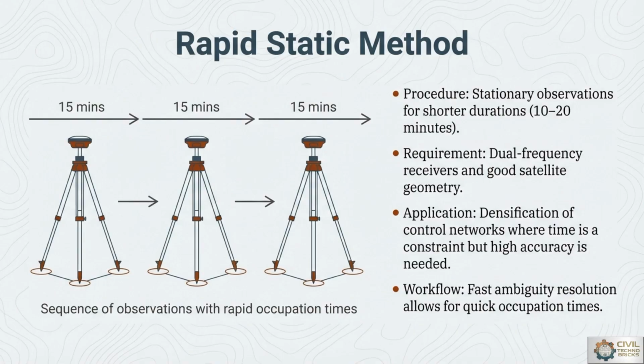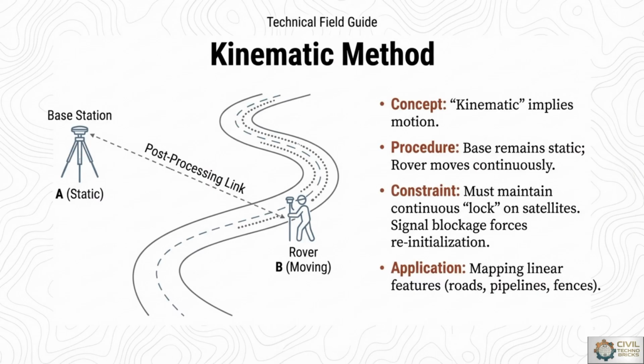The application for the rapid static method is the densification of control networks, where time is constrained but high accuracy is much needed. The kinematic surveying method involves a static base station and a moving rover. The concept is based on kinematic motion, with post processing linking the static base station and the moving rover. Kinematic surveying allows the rover receiver to move continuously. The base station remains fixed at a local fixed location, just like a fixed ground control point.